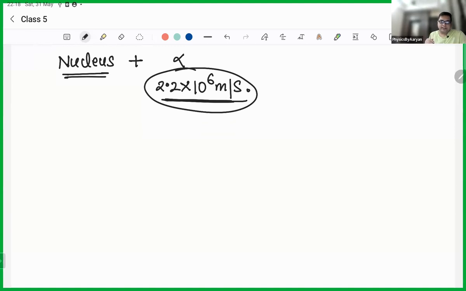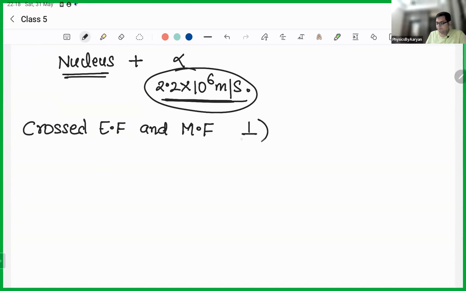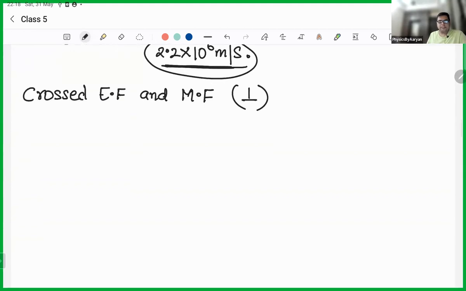So for that, we use a velocity selector. So how is a velocity selector made? A velocity selector is made up of crossed electric field and magnetic field. Crossed means perpendicular. So let's first understand the magnetic field and then we will understand the electric field.